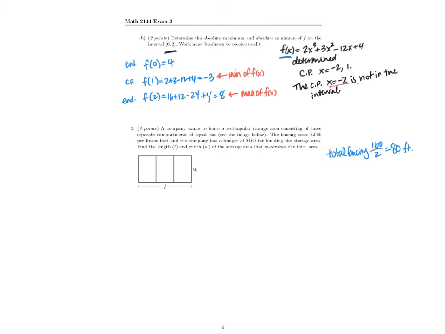And if I look at my fencing, I notice that I have 2 of these lengths, and then I'll have 4 of these widths. And if I add that all up, that should equal the total amount of fencing. So we'll write that down.